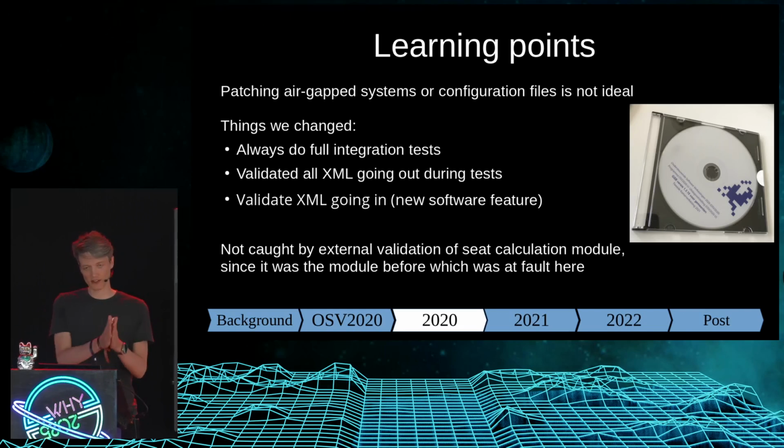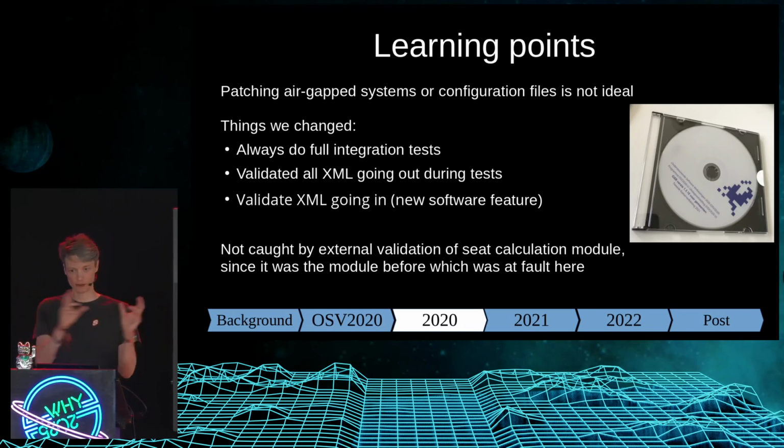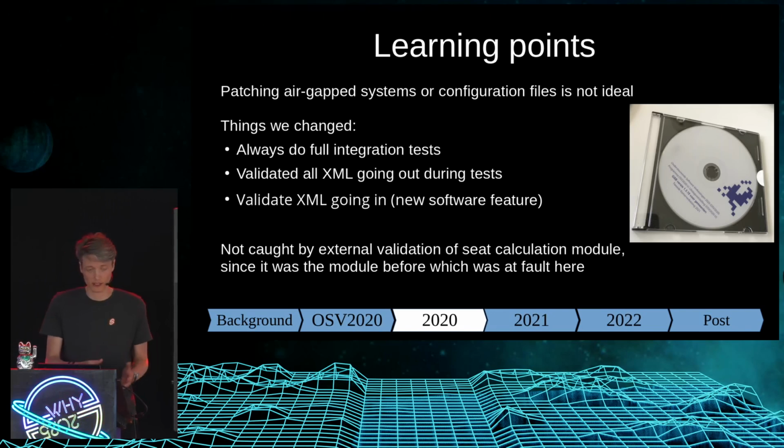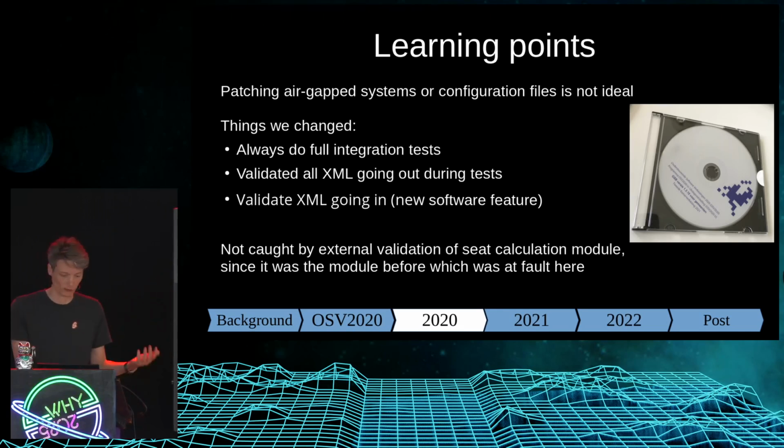But then we didn't test the whole chain of the old software files with the new software modules. And that was the problem here. So afterwards we started validating all the XML, which would have saved us, but we didn't. And it wasn't caught somehow in the external validation, because we also gave the external validation people the configuration files from the old software, which we shouldn't have done.